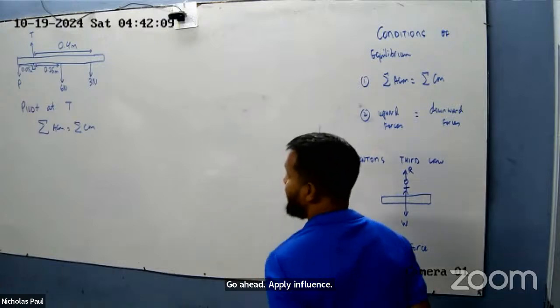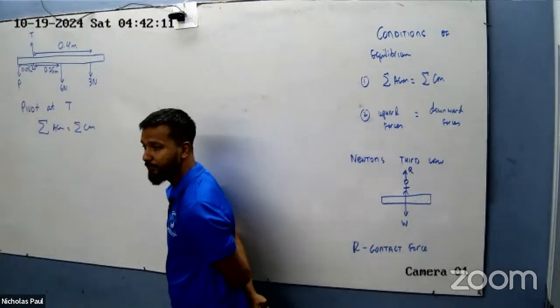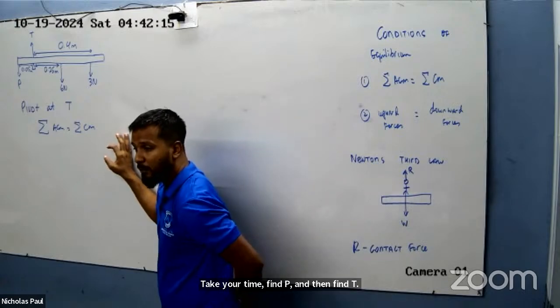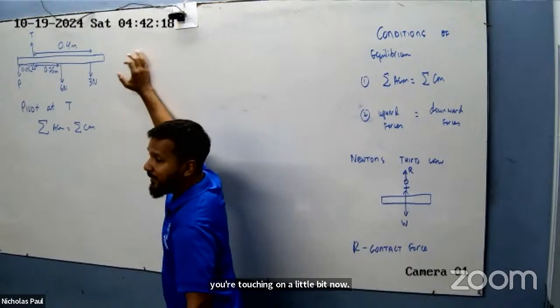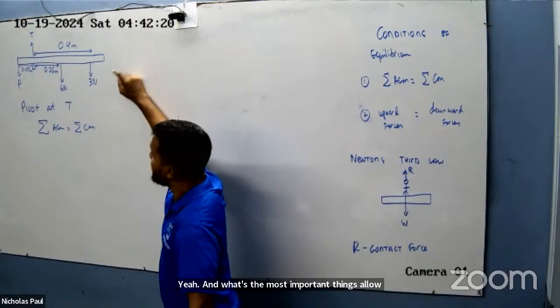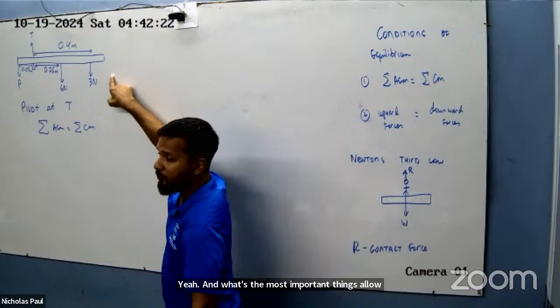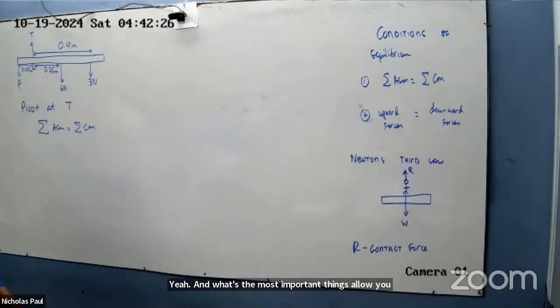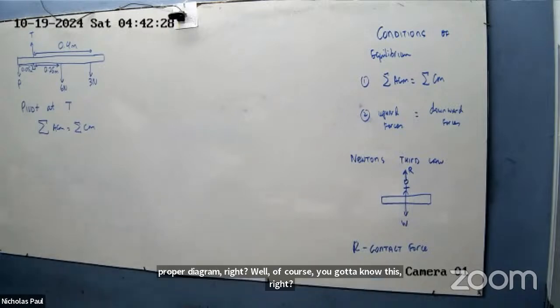Take your time, find P and then find T. What's the most important thing? A proper diagram. Of course, you have to know this. Figure out which force is clockwise and which is anti-clockwise.